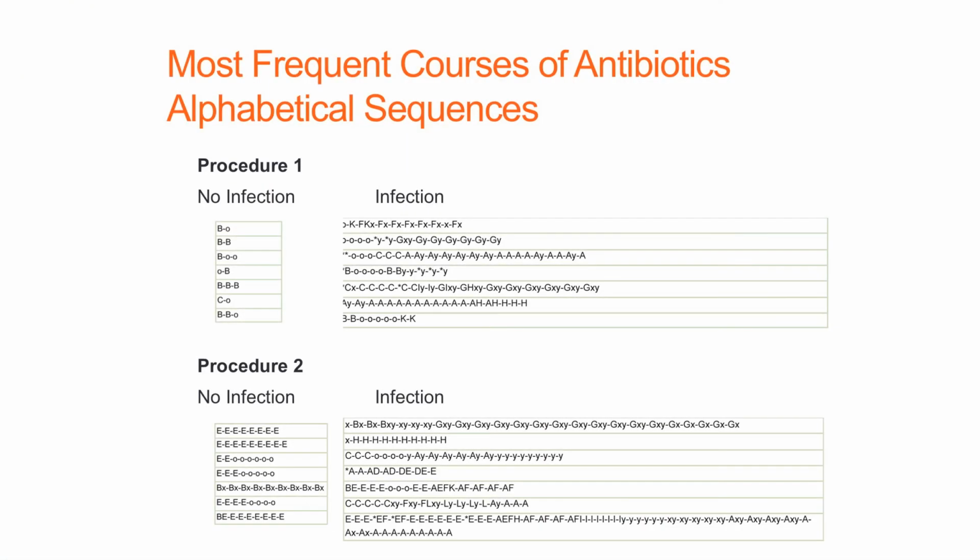And looking at the sequences for infections, comparing no infection to infection, the top 7 for no infections covered 30 or 40% of the sample. But for those who had infections, every one of the courses was unique. And this was across 95 hospitals around the US.